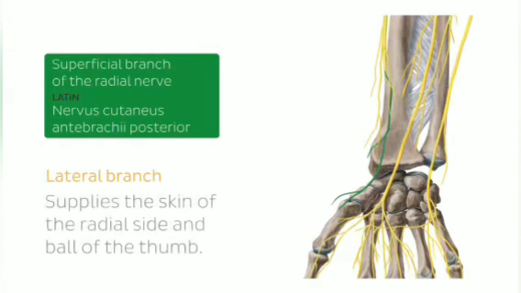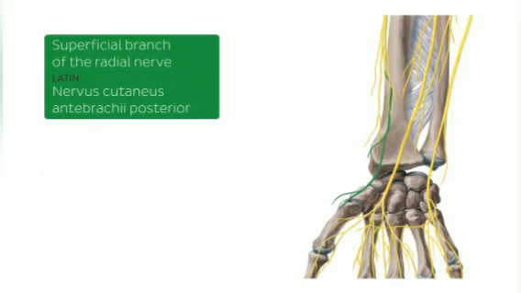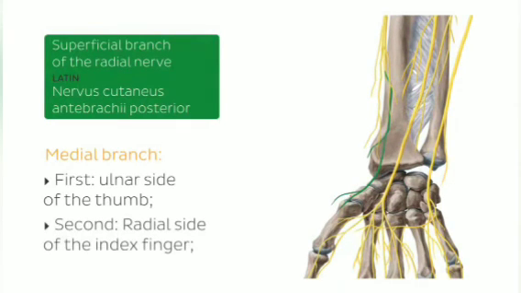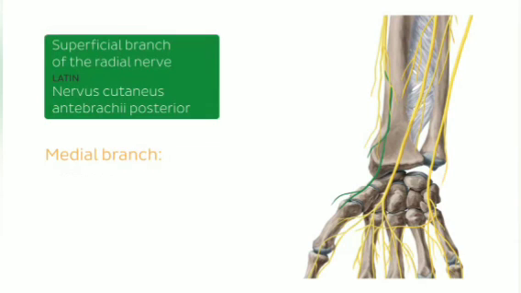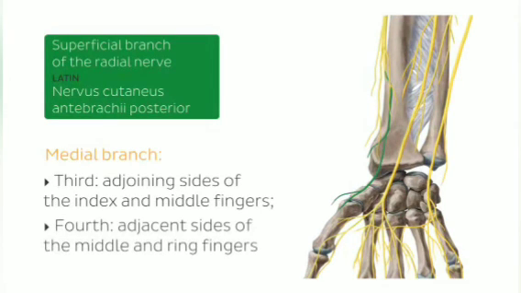Now, the lateral branch of the superficial branch of the radial nerve is the smaller one and supplies the skin of the radial side of the ball of the thumb. Now, important to mention that the medial branch is going to divide into four digital nerves. The first one supplies the ulnar side of the thumb, while the second one is going to be supplying the radial side of the index finger. The third one is going to be the adjoining sides of the index and middle fingers, while the fourth one is the adjacent sides of the middle and ring fingers.